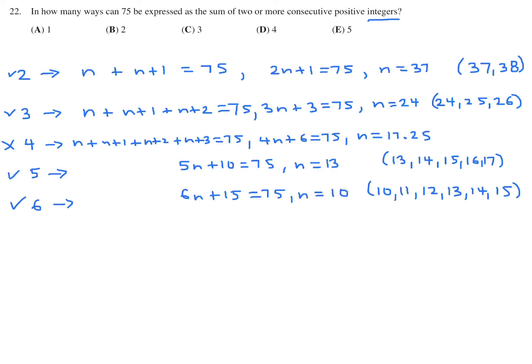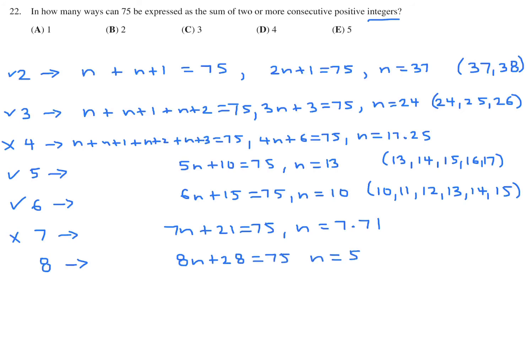Any more? Well, when we have 7 consecutive integers, it becomes 7n plus 21 is 75, and n becomes 7.71. So n is not an integer, that's no good. If we have 8 consecutive integers, our sum becomes 8n plus 28 equals 75, and n becomes 5.8 approximately, so that's no good. How about 9 consecutive integers?